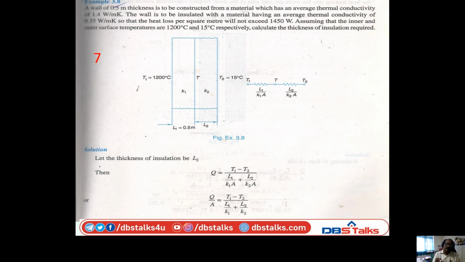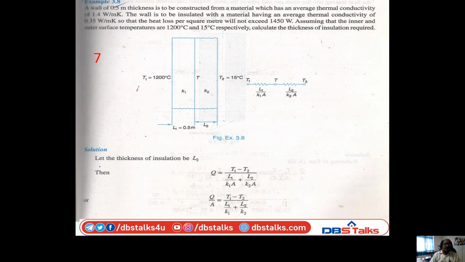For any heat transfer problem, whatever it may be, first of all you should draw the diagram. The diagram is very, very important. Without a diagram, it is very difficult to solve the problem. So there is a wall of thermal conductivity K1, thickness is given.